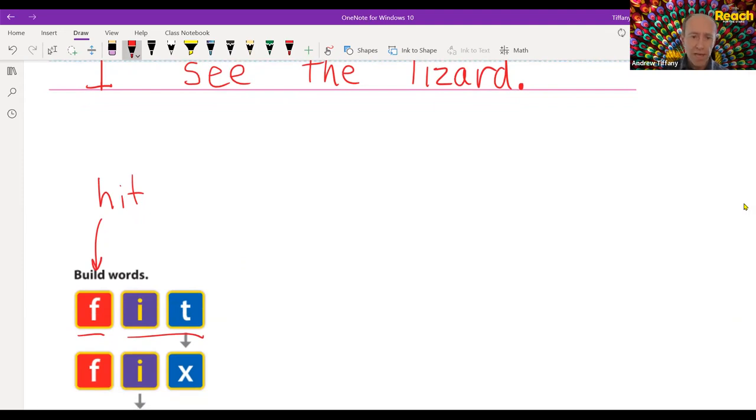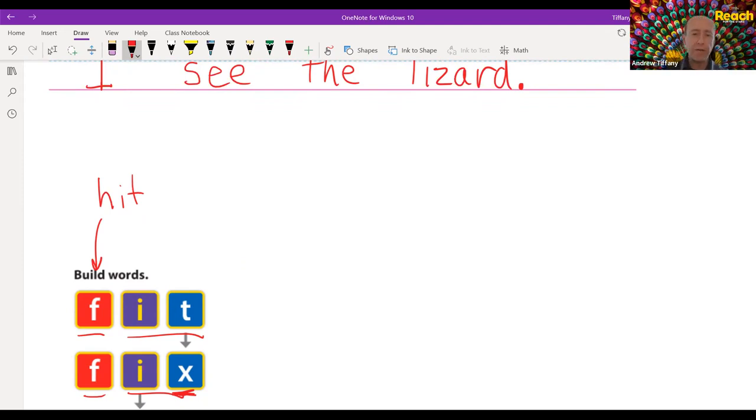What's different with the next word? It's got an X, right? Yeah, it's got an X. Okay, so this time, IX sounds like X. So we're going to go X, right? Okay, ready, go: X, fix.